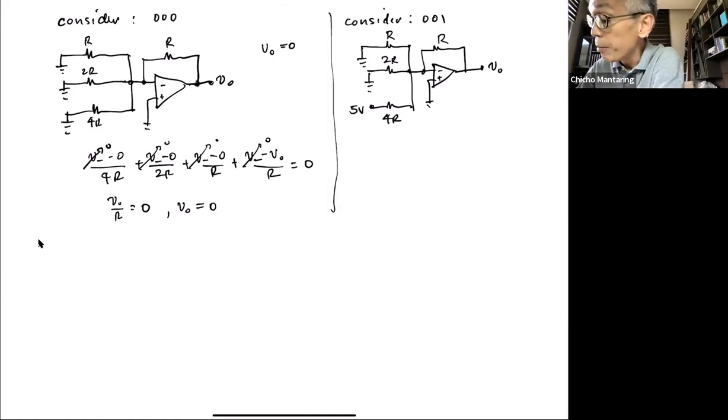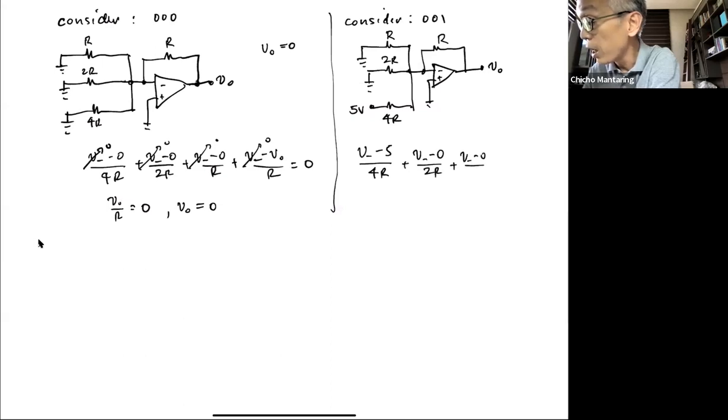Yeah, my voltage here will be 0, no? But anyway, let me apply KCL here. What is my KCL there? I'm going to get V minus 5, since I have 5 volts here, V minus 5 over 4R, plus V minus 0 over 2R, plus V minus 0 over R, plus V minus V sub O over R is equal to 0.